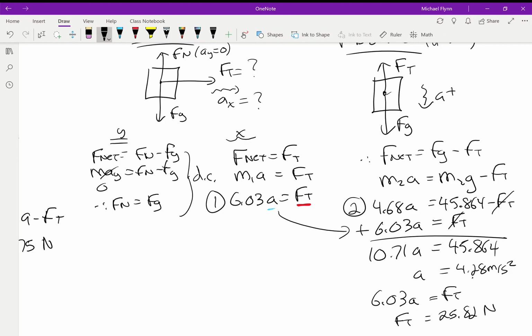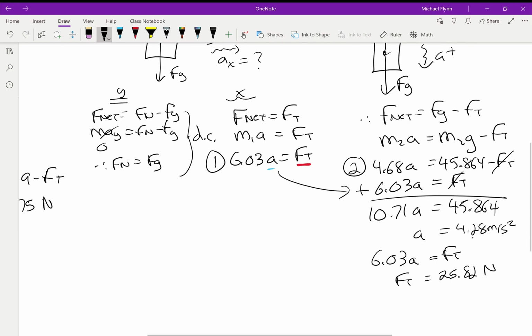Okay, so there are your two answers. That's the acceleration, and this is the tension force. So that's how you do pulley problems, guys. There's a couple of problems like that on one of the worksheets.